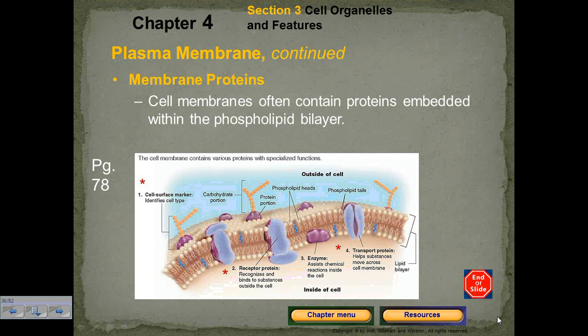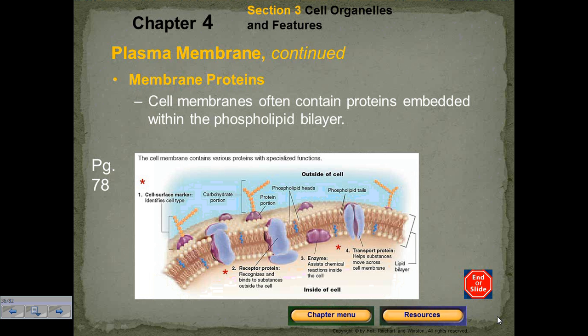So, embedded within our phospholipids, or embedded in our cell membranes, are these different types of proteins. And there's 3 different types. You're going to have transport proteins, receptor proteins, and recognition proteins. Recognition is like cell surface markers. They're going to identify cell type. And on the next slide, I have a little better picture. So if you don't want to highlight yet, just wait.